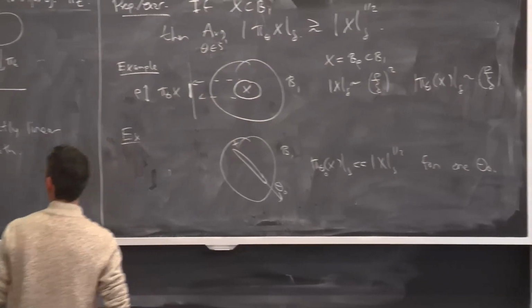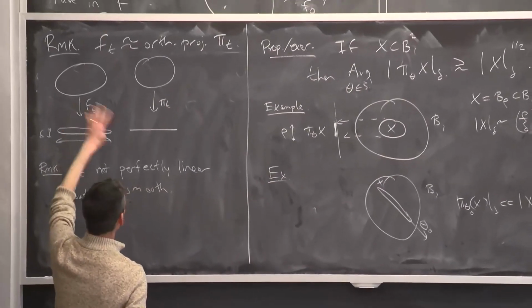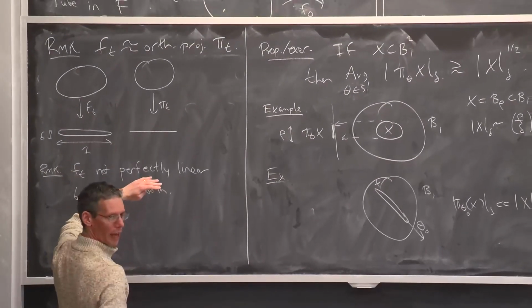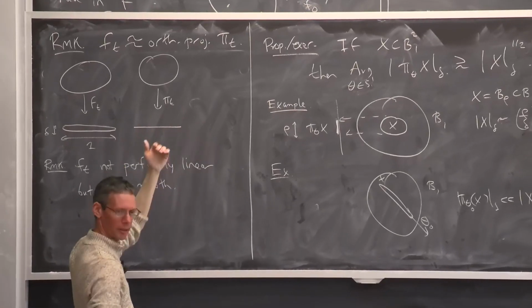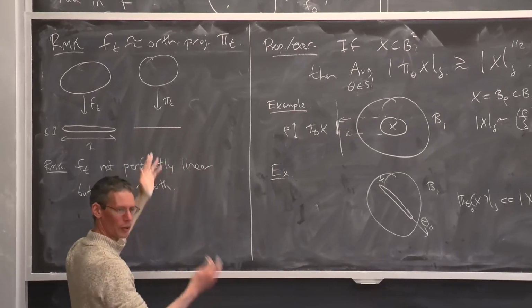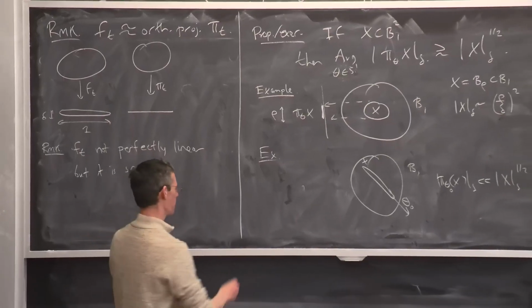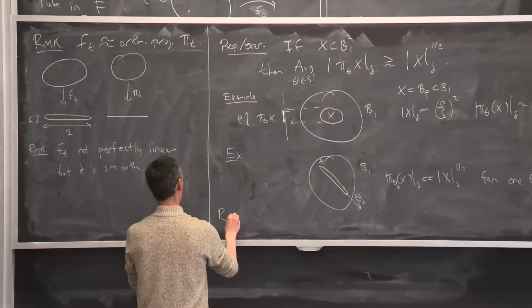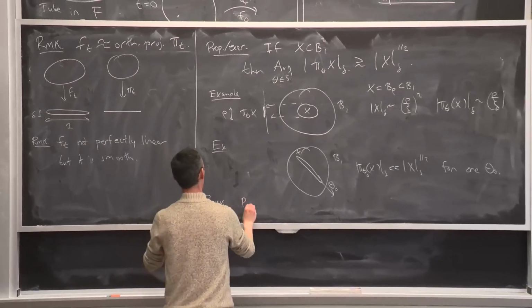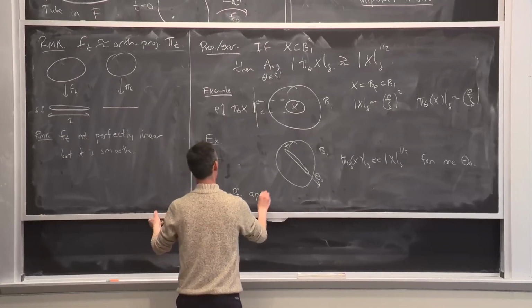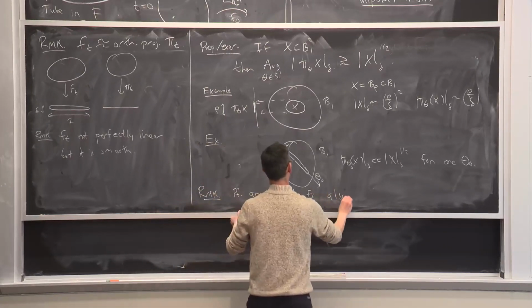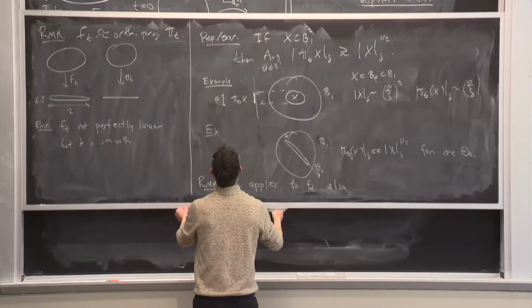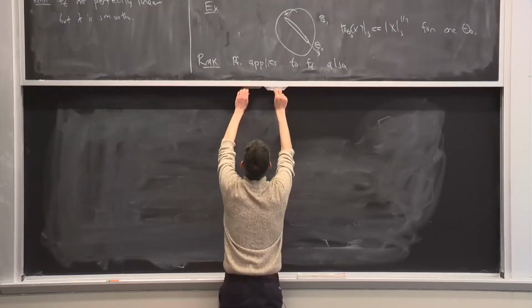OK, and another comment is, even though these ft's are not exactly linear maps, so that we cannot just literally apply this proposition, they're close enough that by using the proof of this, you can get it for ft also. So remark: the proof applies to ft also. OK.